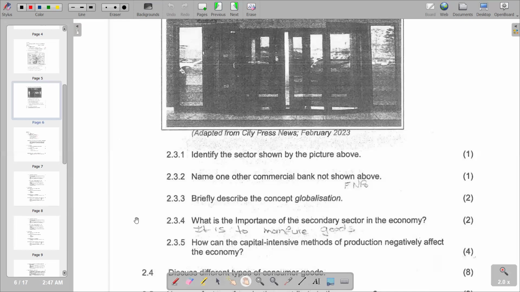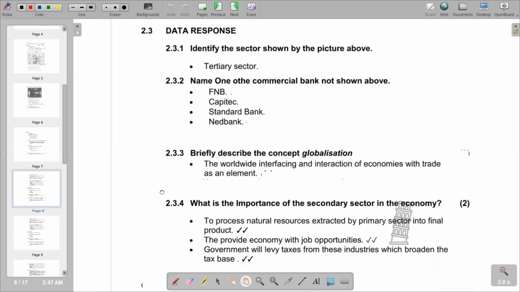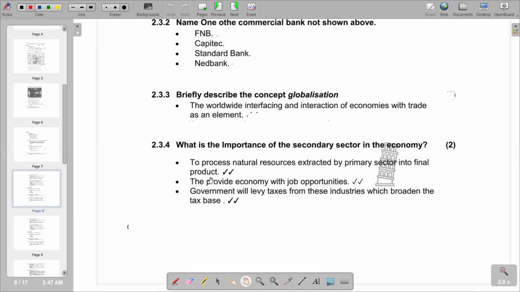So we go to the other section and try to see the explanation that we have concerning 2.3.4. The first point is that the importance is to process natural resources extracted by the primary sector into final products. The second point is that they provide the economy with job opportunities, the point that we've just explained. Lastly, government will levy taxes from these industries, which broadens the tax base. So basically, that's what we have. We go to the next part of the question.